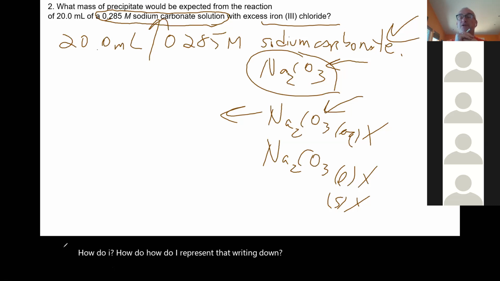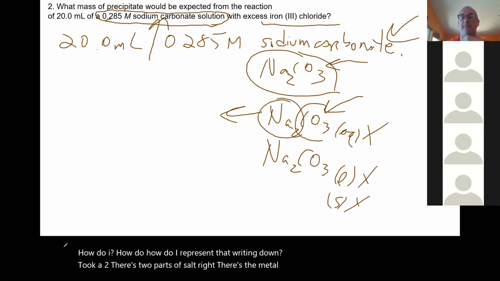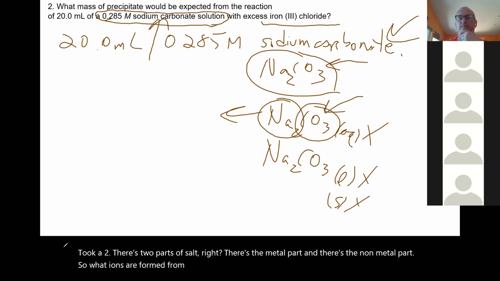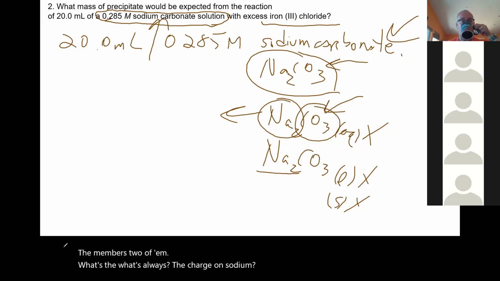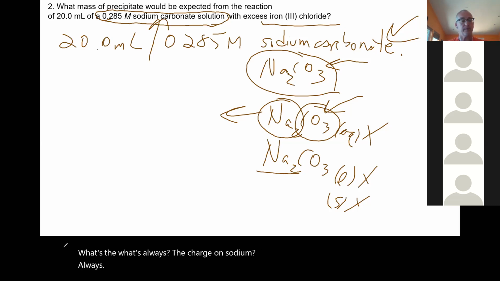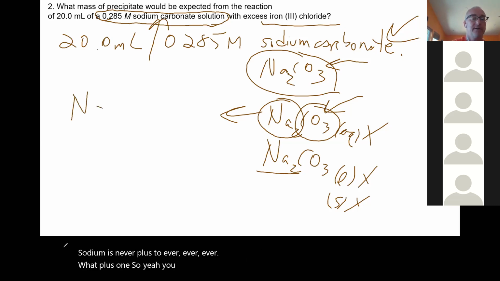So there's two parts of the salt, right? There's the metal part and there's the non-metal part. So what ions are formed from the metal part? So remember, there's two of them. What's always the charge on sodium? Sodium is never +2, ever. It's +1. So you have sodium plus.